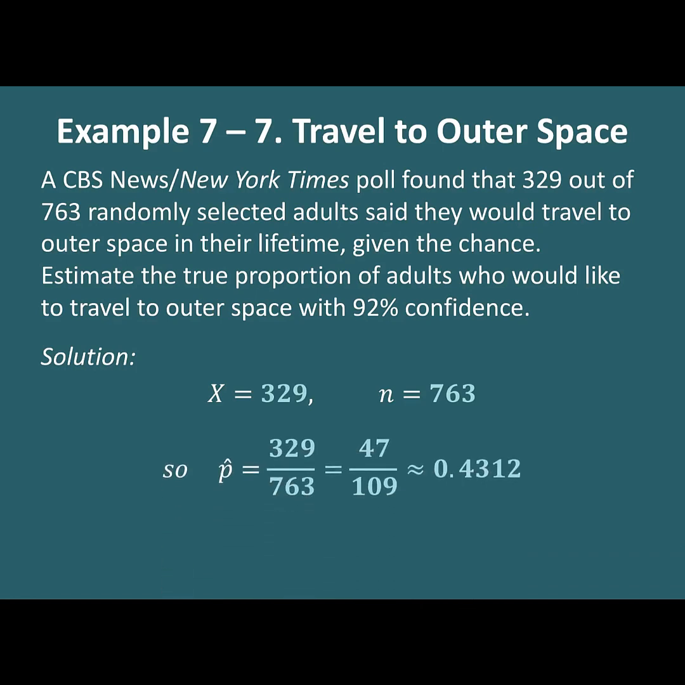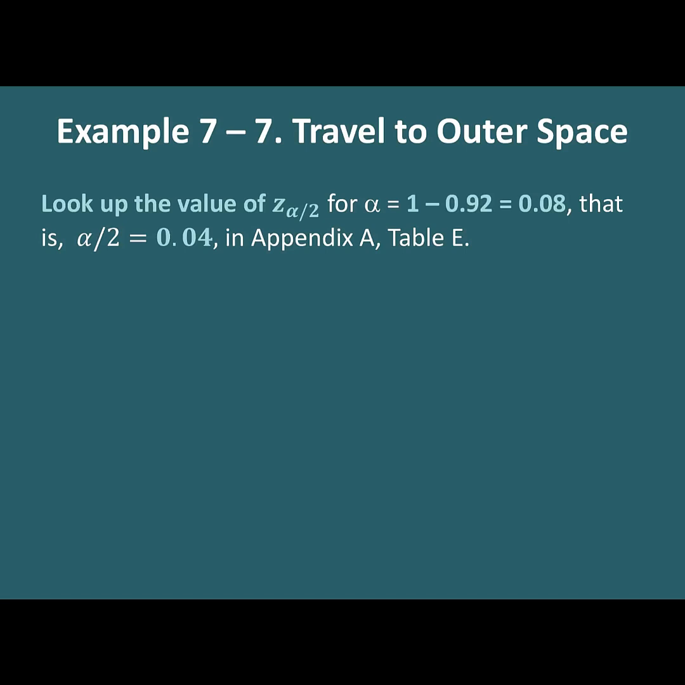So therefore, p hat would be 329 divided by 763, or 0.4312. q hat would follow by subtracting from 1, giving us 0.5688. Next, since we're looking for 92% confidence, let's go ahead and look up our critical z-value for when alpha equals 1 minus 0.92, which is 0.08. We divide that by 2, we get 0.04.